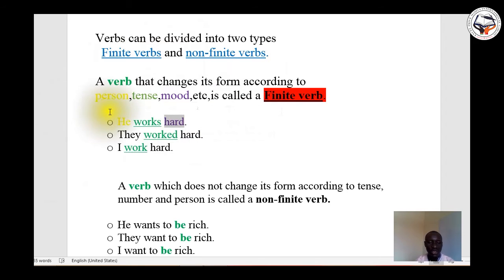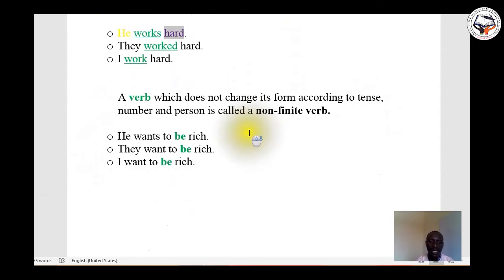So you can say that a finite verb is a verb that changes its form according to person, he, tense, works, the present tense, and mood, hard, etc. Another example: they worked hard, I work hard. Very simple. Let's go ahead with the non-finite verb.